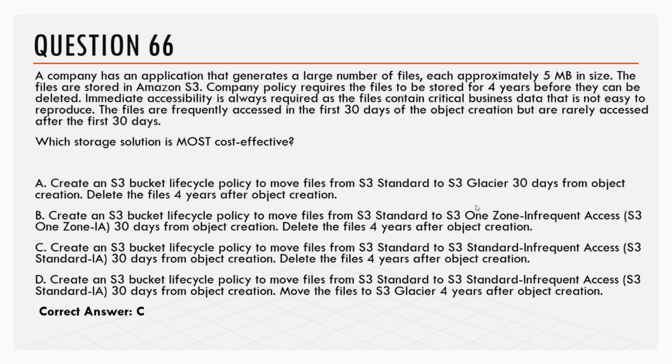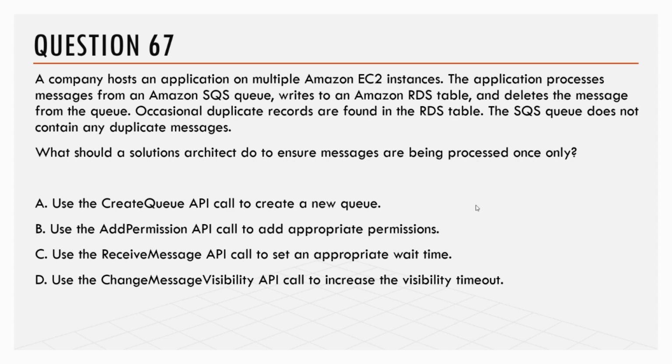So let's continue. Question number 67. A company hosts an application on multiple Amazon EC2 instances. The application processes messages from an Amazon SQS queue, writes to an RDS table, and deletes the messages from the queue. Occasionally, duplicate records are found in the RDS table. The SQS queue does not contain any duplicate messages. What should a solution architect do to ensure messages are being processed only once?